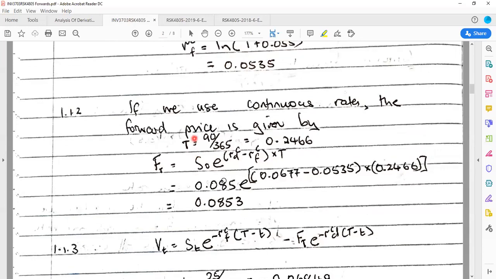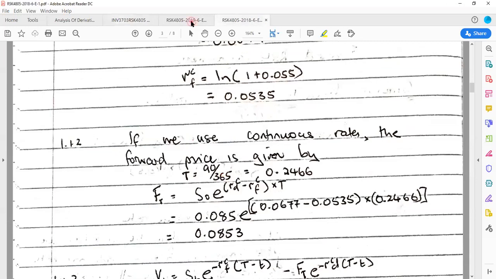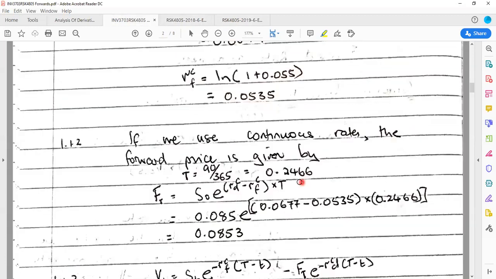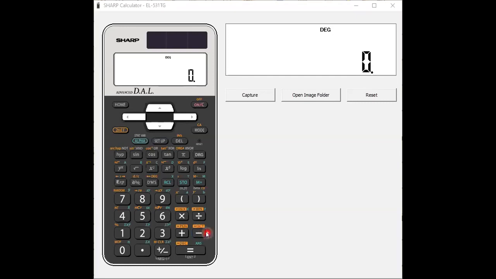Remember, we always start by changing our time into years. So this is 90 days. We say 90 divided by 365, and we get 0.242466. And then we substitute into our formula, and we get 0.0853. So let me just substitute this into the calculator on the screen to help some of you who might struggle with calculator technique.